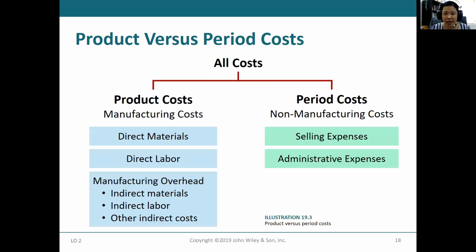Okay. So in summary, you can see here again, product costs include manufacturing costs, any cost that is related to producing the products at the factory: direct material, direct labor, and manufacturing overhead. But period costs will include non-manufacturing costs like selling expenses, administrative expenses.